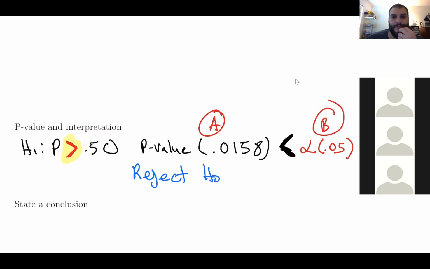Can you repeat that one more time? The reason why you reject the null hypothesis is because the p-value is smaller than alpha. If it would have been vice versa, where p-value is actually bigger than alpha, in that case, you would have said you failed to reject the null hypothesis.